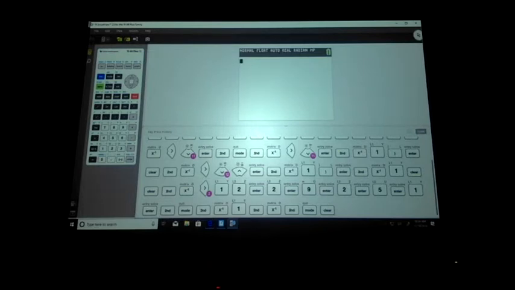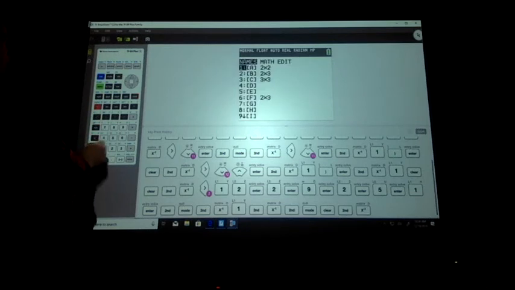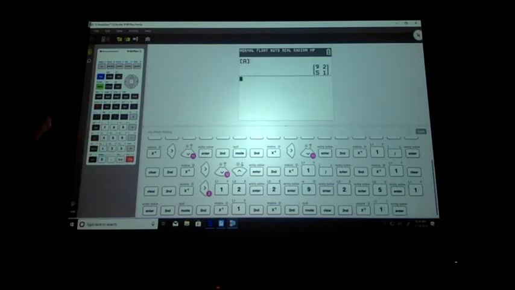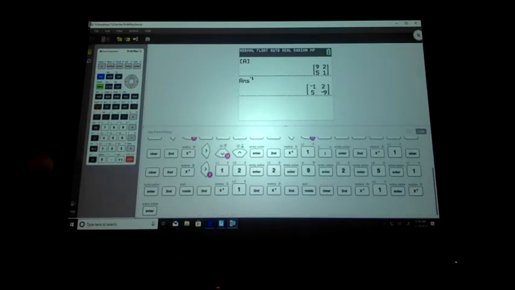Okay? All right. So second matrix A. So I have that matrix C, right? 9, 2, 5, 1. If I hit the X to the -1, hit enter, that's my inverse.